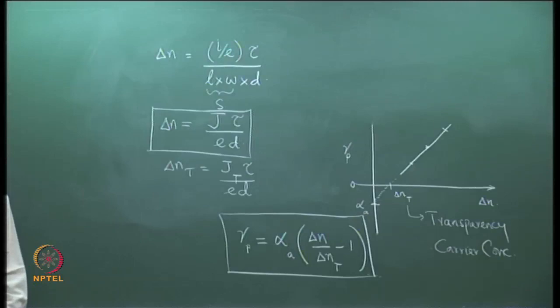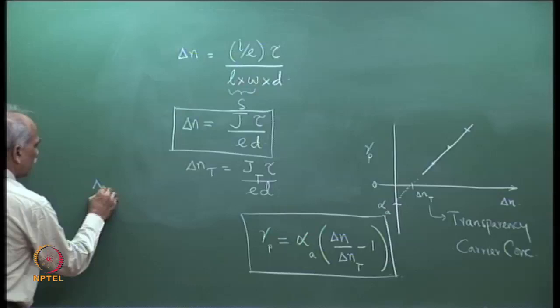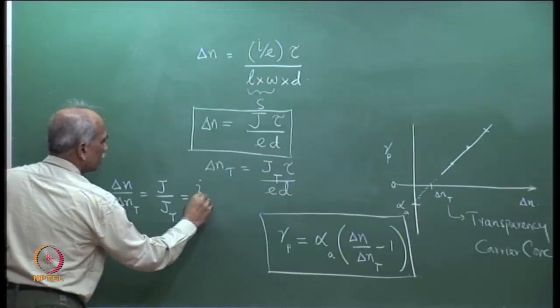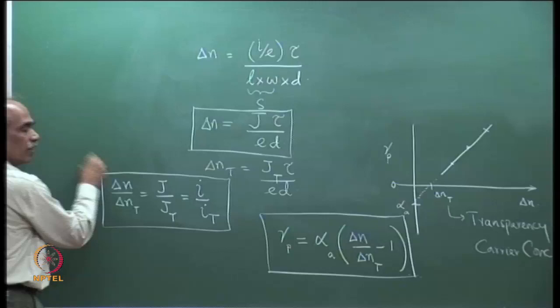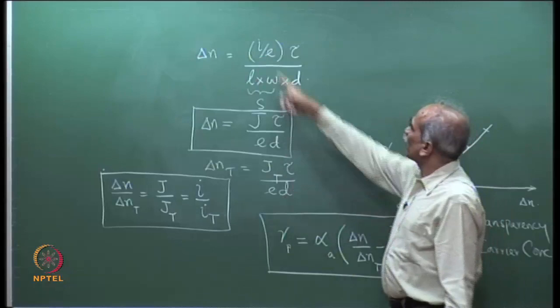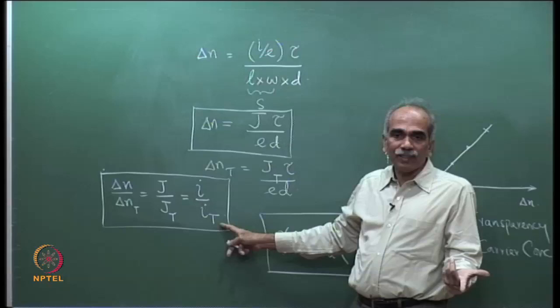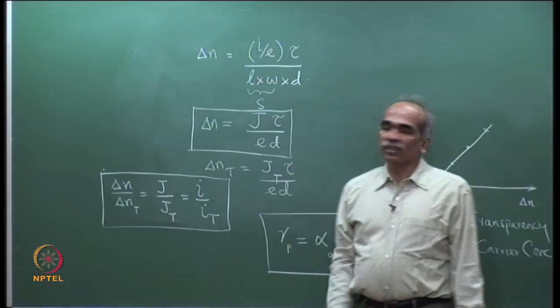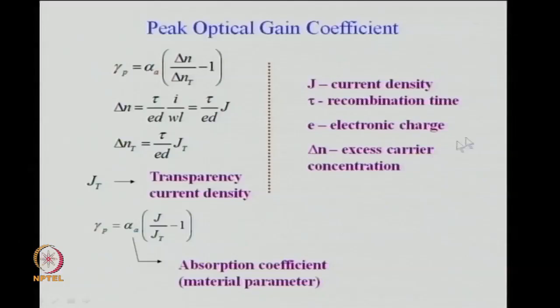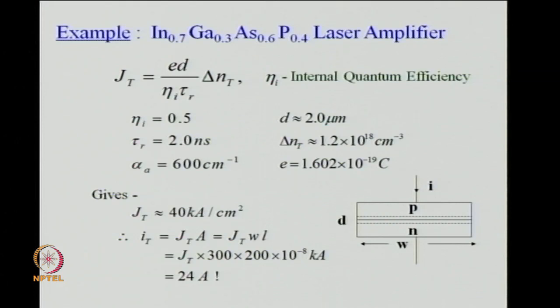You could also write, therefore, that delta N divided by delta NT is equal to J divided by JT, which is equal to I divided by IT. Delta N divided by delta NT is J by JT, all others cancel. It is also equal to I divided by IT. So IT is the transparency current through the device, JT is the transparency current density, and delta NT is the transparency carrier concentration. Is this okay? So all the parameters are defined again here, and alpha A is the absorption coefficient. An example is given here. This is from one of the books, just taken as an example: indium gallium arsenide phosphide laser amplifier.